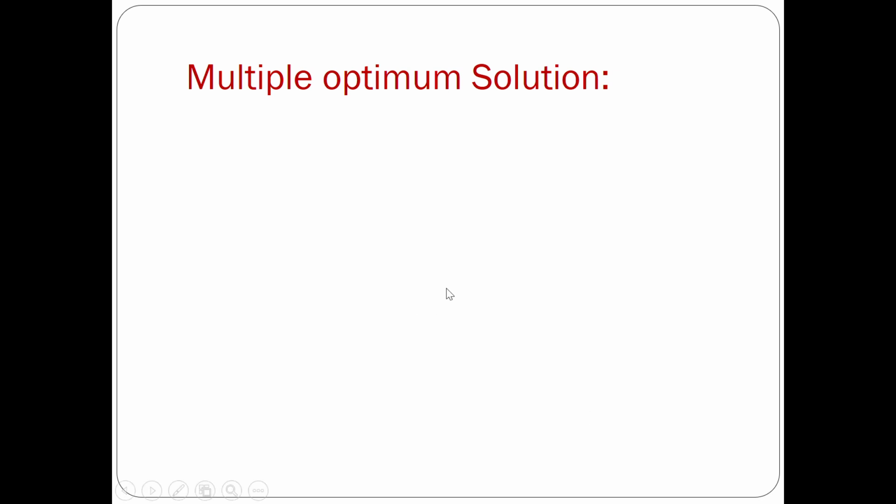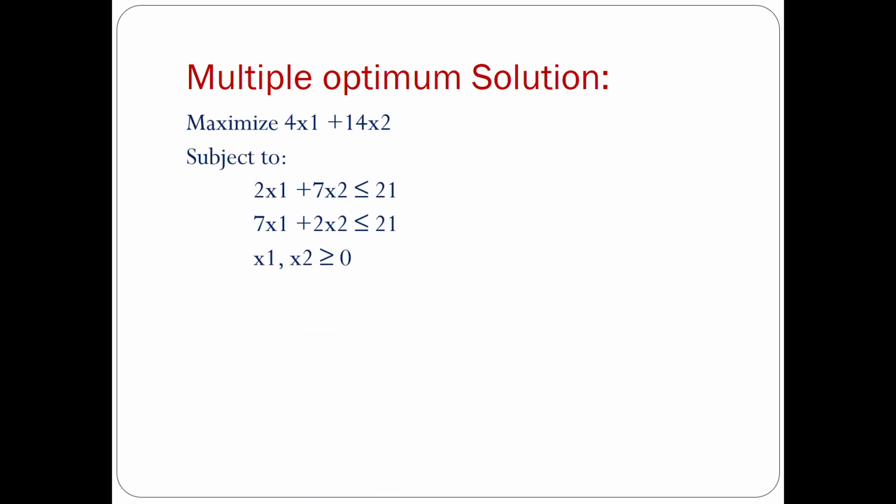We'll check how we can find it out. This is a given problem, that is a maximization function. We have two constraint equations and one non-negativity constraint equation. By just comparing, this is actually already in the canonical form. It is a maximization function and we have two less than or equal to constraints. So it is already in the canonical form.